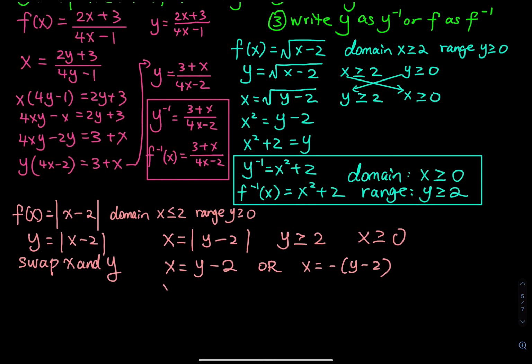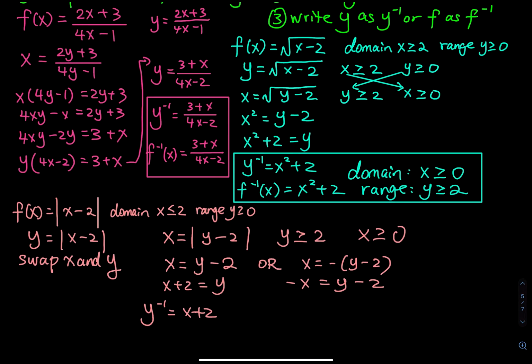And then this one is x plus 2 equals y, right? So you have y inverse equals x plus 2. And then on the other side, divide both sides by negative 1: negative x equals y minus 2, and then you have 2 minus x. You have y inverse equals 2 minus x. Now, the conjunction is still an or, so which one should I pick?